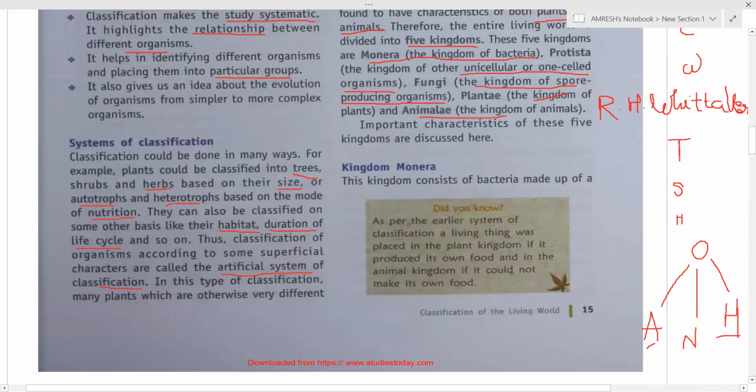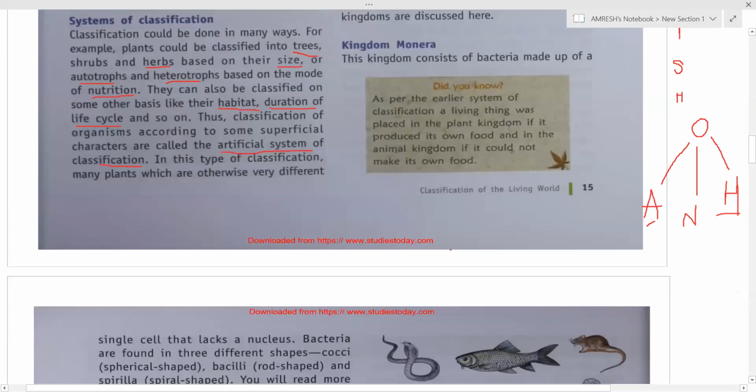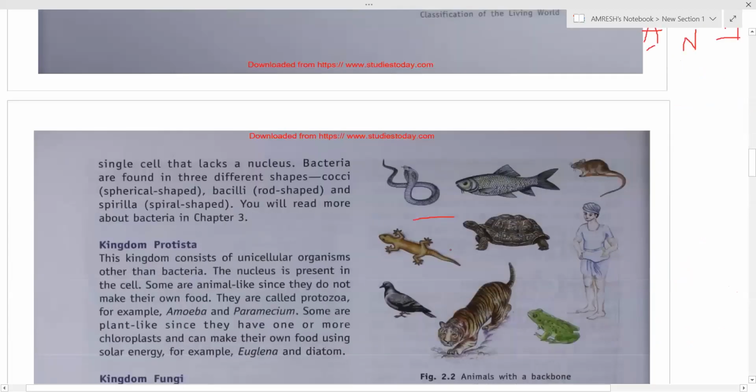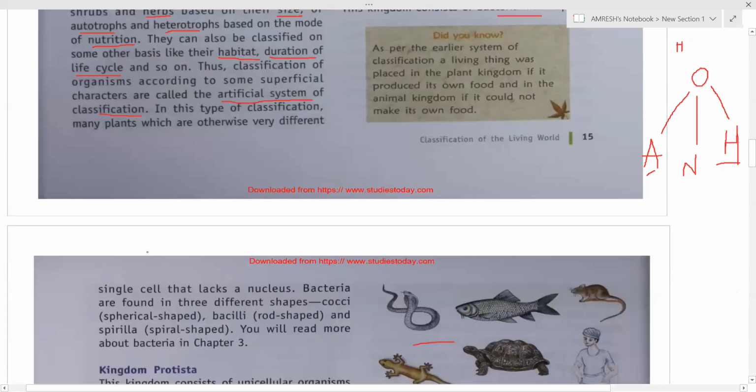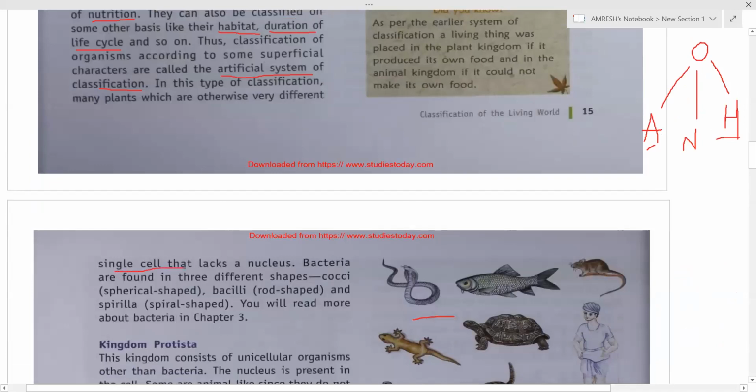First is kingdom Monera. The bacteria kingdom is known as kingdom Monera. Before kingdom Monera, bacteria were placed in the plant kingdom. But now they have a separate kingdom for them, that is the kingdom Monera. So bacteria are the organisms that are made up of a single cell and lack a nucleus. They lack a nucleus, or their nucleus is not well formed.